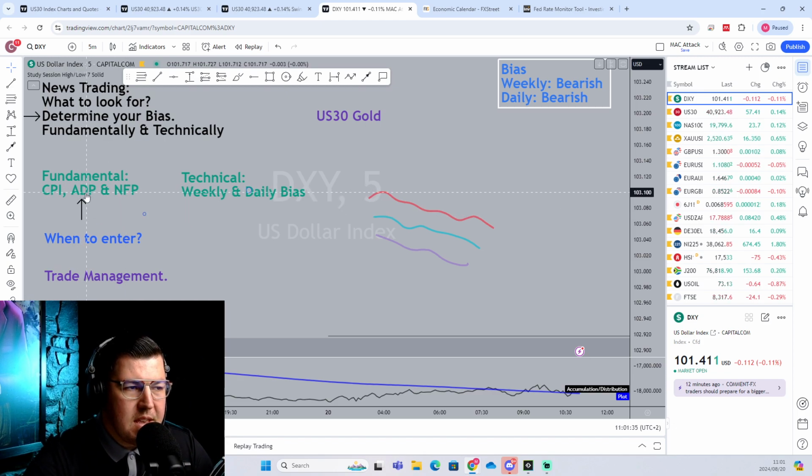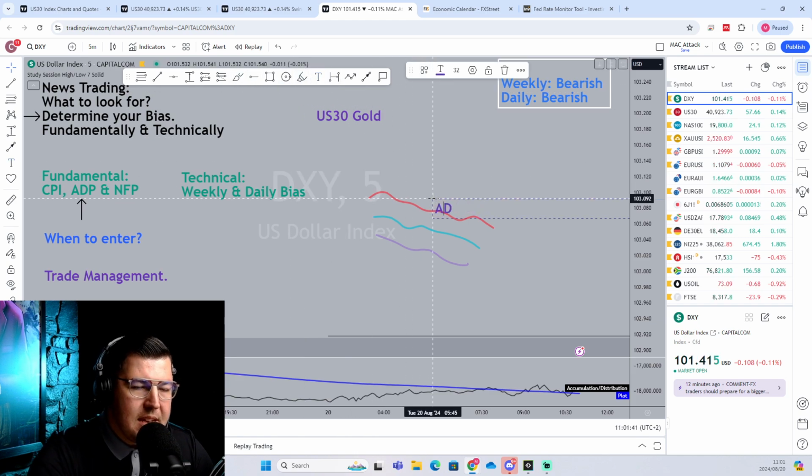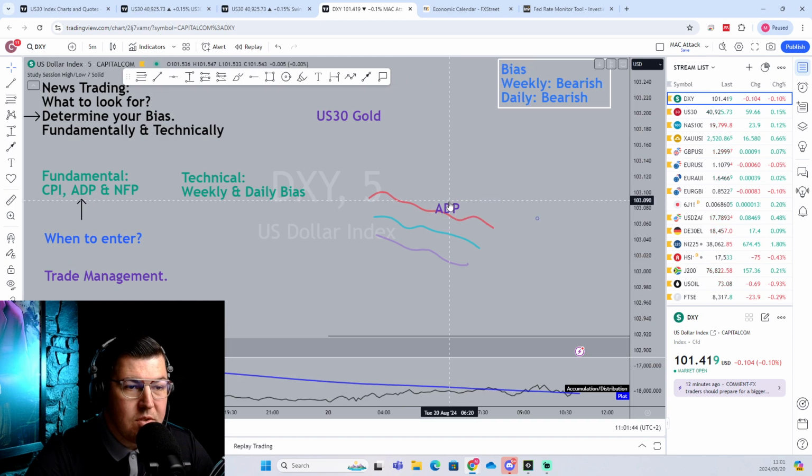And what you'll see is the correlation, let's say this red line is ADP, and ADP has been trending lower, or on the actual week of the NFP release, ADP has already showed another drop coming for employment. Then I'm already leaning towards the downside on the NFP print, okay? But that is purely the fundamental side of it.